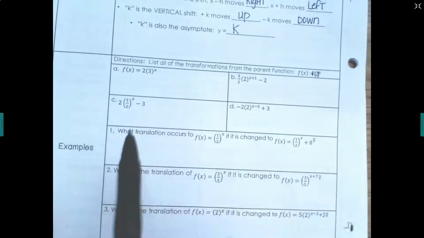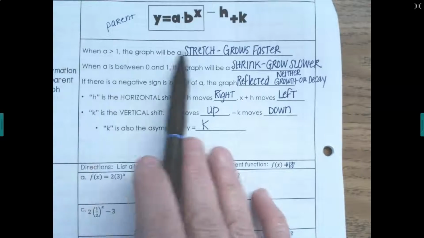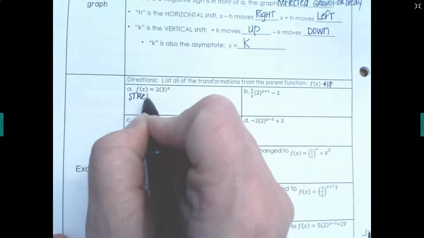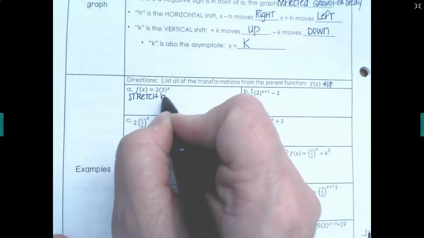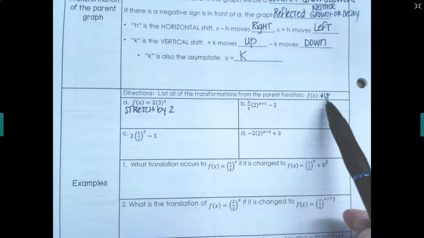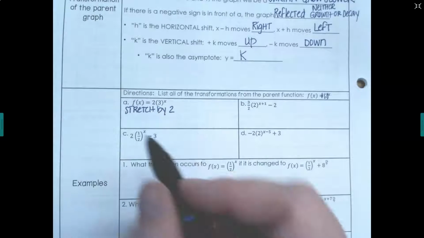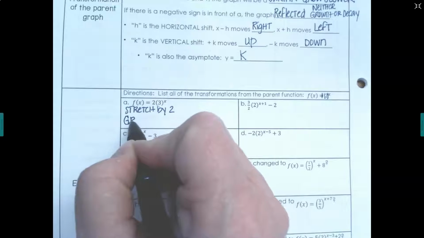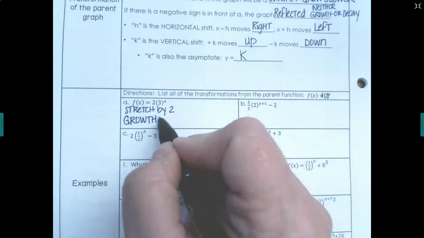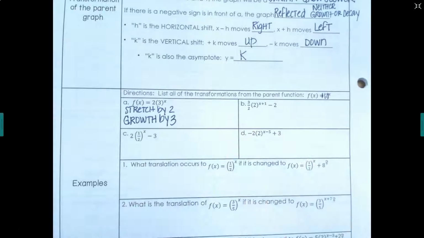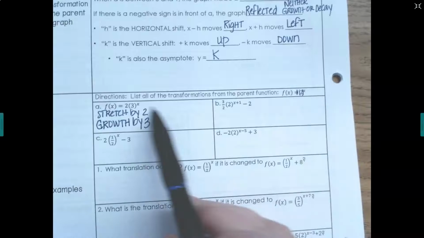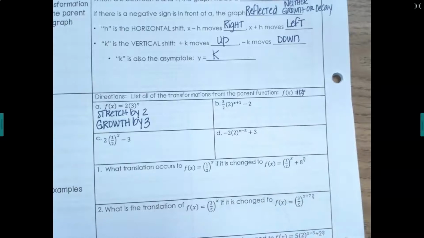Remember, B is always next to the exponent. So your a value is 2. 2 is greater than 1, which means we have a stretch. So we're going to say it's a stretch by 2. Then in the parentheses, we have a 3 compared to a 2. That's different. It's more than 1. We talked about that previously. That means it's a growth by 3. All right. Then I'm going to keep going. X, that has just an X in it and there's nothing else. So that's all that happened in that one.